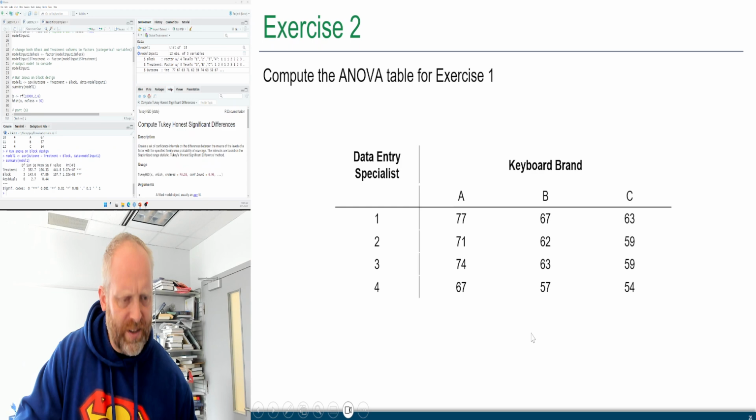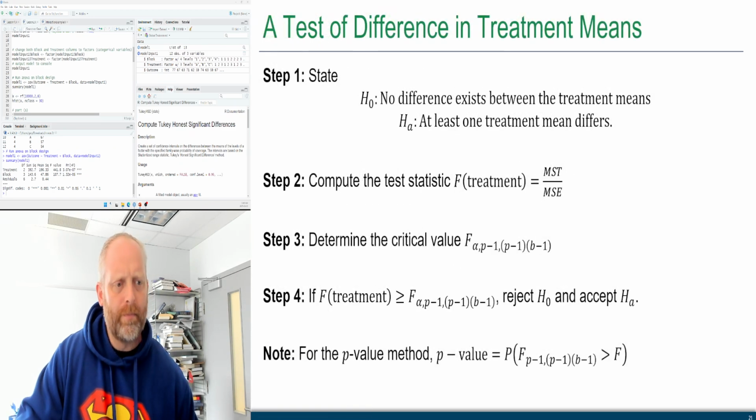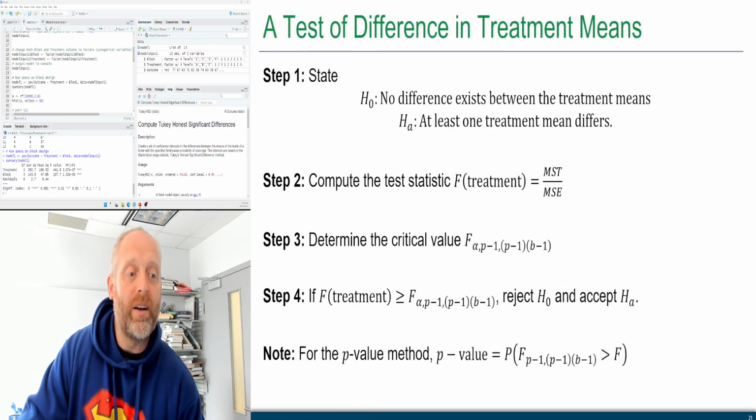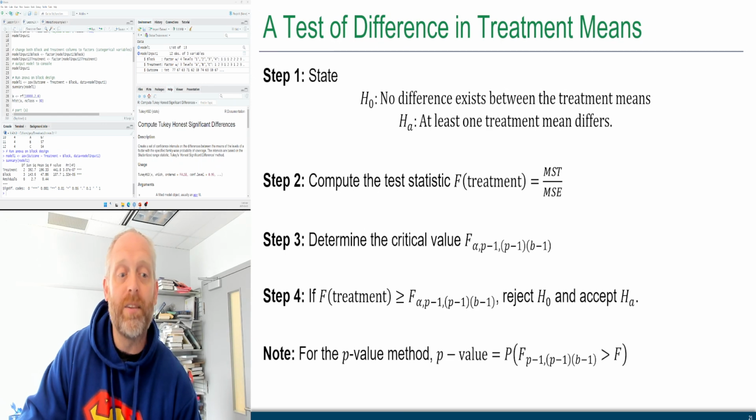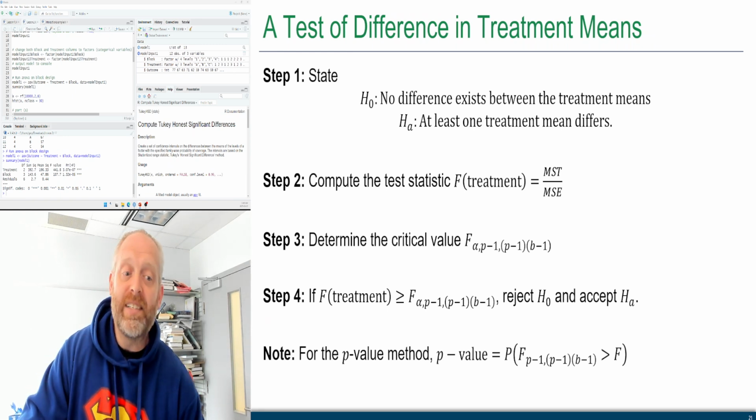So we've created the ANOVA table. Now what we want to do is run the hypothesis test. So the first thing, of course, would be to state the null and alternative hypothesis for each one. We want to compute the F statistic. R has already done that for us. We want to determine that critical value.